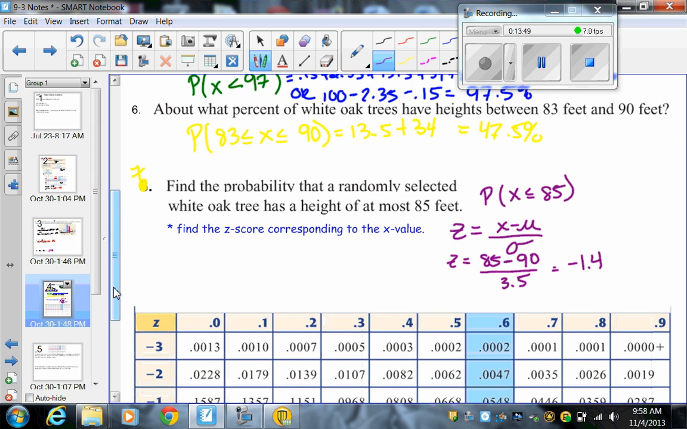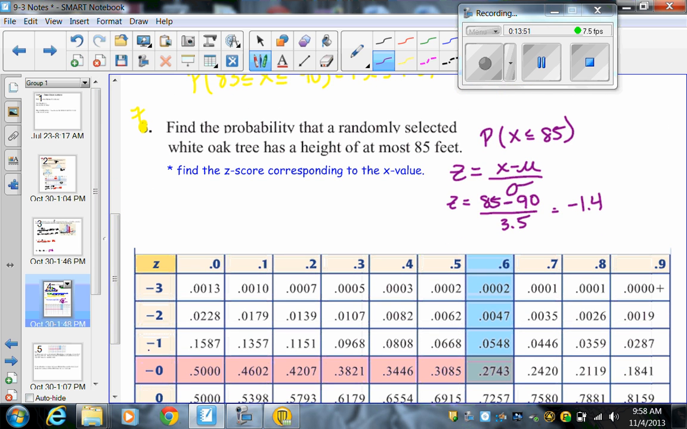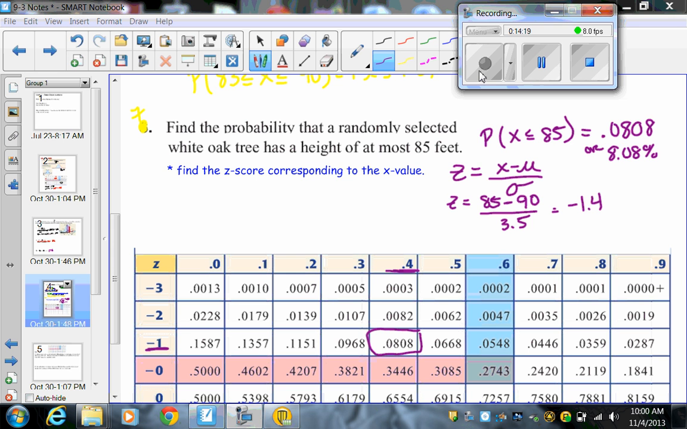So I'm going to find -1.4, so -1 and 0.4, and the number there is 0.0808. So since we're doing a less than, we know that that's just our answer. So we can either leave it as 0.0808 or we can say that it's 8.08%. Let's try some more.